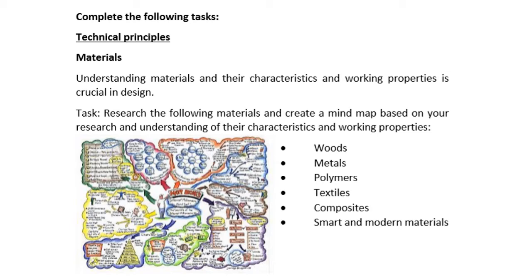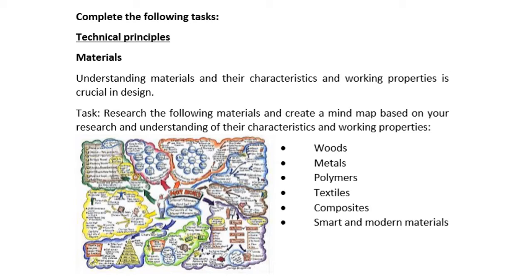All we're asking you to do here is to research the following materials and create a mind map based on your research and understanding of their characteristics and working properties. So there's quite a few materials here. We've got woods, metals, polymers, textiles, composites, and smart and modern materials. So for each one of those, you can create just one big mind map for each one.